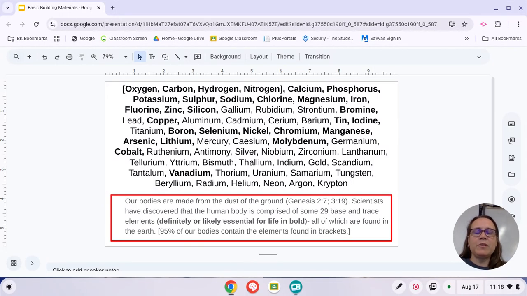So 95% of our bodies have the elements that are found in the brackets, those first four: oxygen, carbon, hydrogen, and nitrogen that we've already mentioned. But yet, as you can see here, there are a lot of other things that can be found in the human body. The other ones that aren't in bold, we don't know for sure if they're essential for life or not, but they have been found in living organisms.